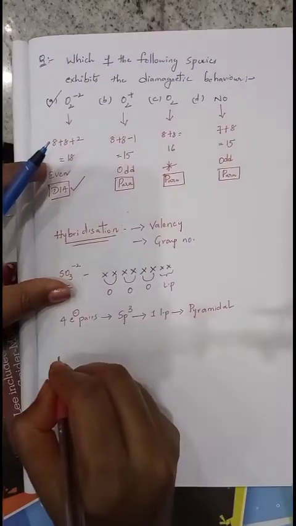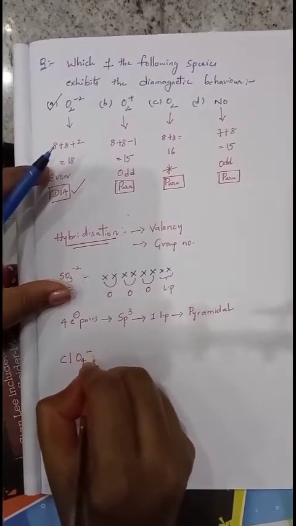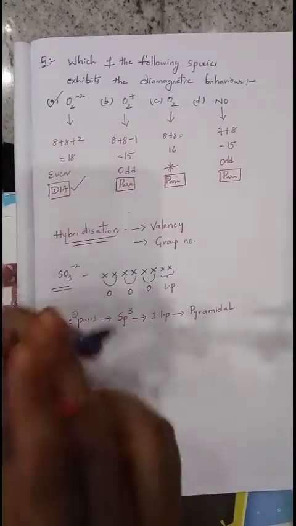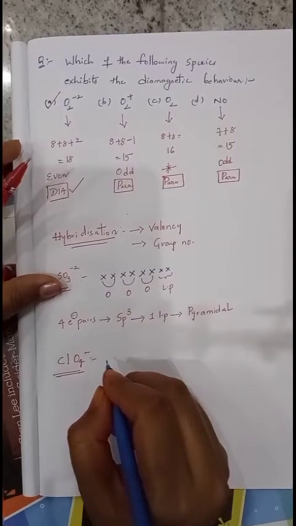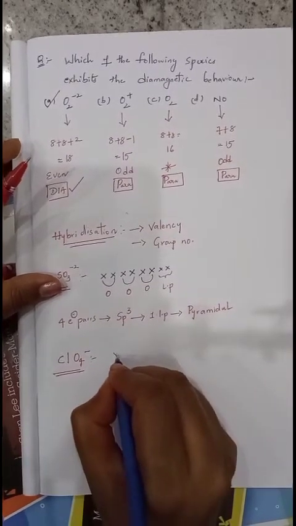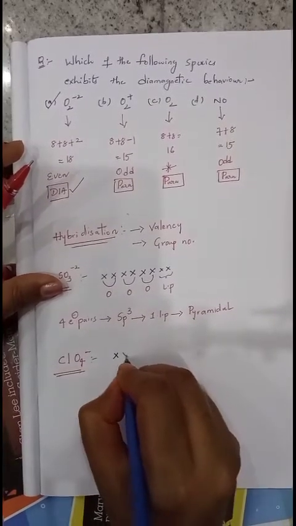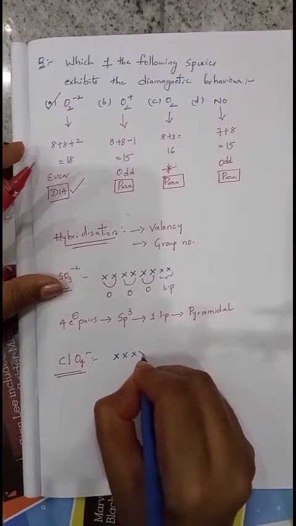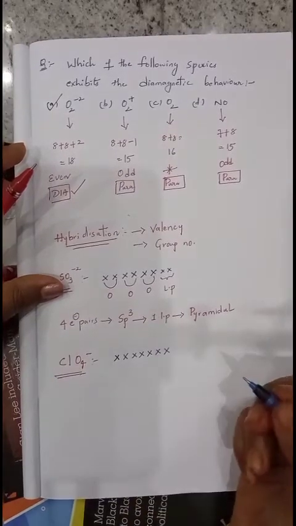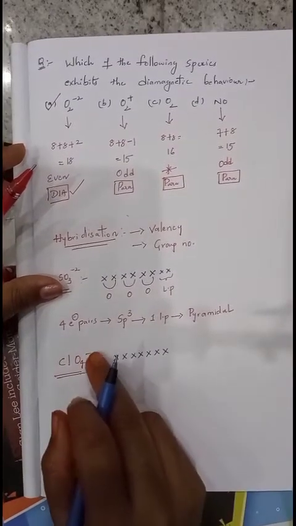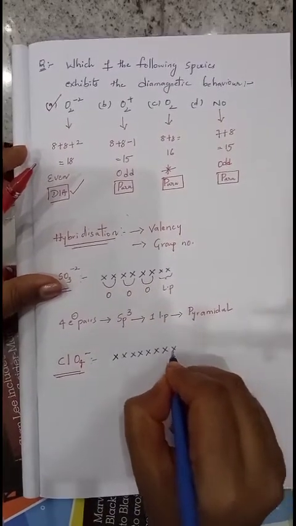Next, we will try to calculate for one more molecule, that is ClO4 minus. Okay, the central atom here is chlorine. Chlorine is group 17 or group 7, so that means it contains 7 electrons in its valence shell. Write all the 7 electrons using crosses: 1, 2, 3, 4, 5, 6, 7. Totally 7 electrons. And minus 1 charge indicates that it has one extra electron. So put that extra electron here.